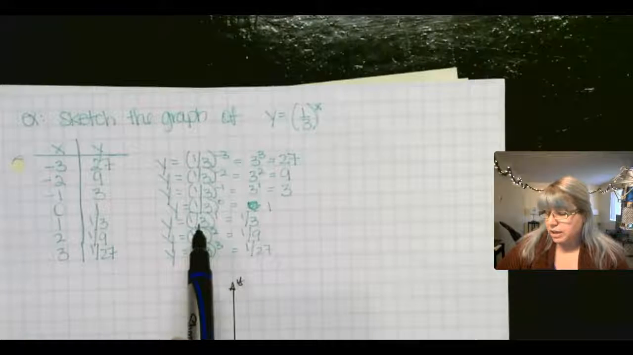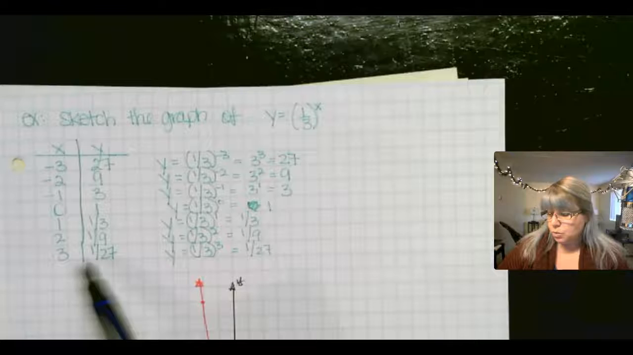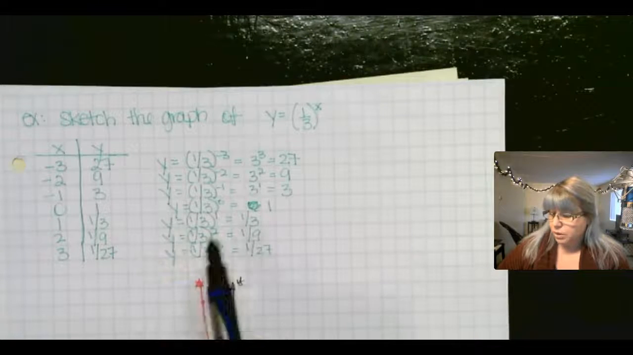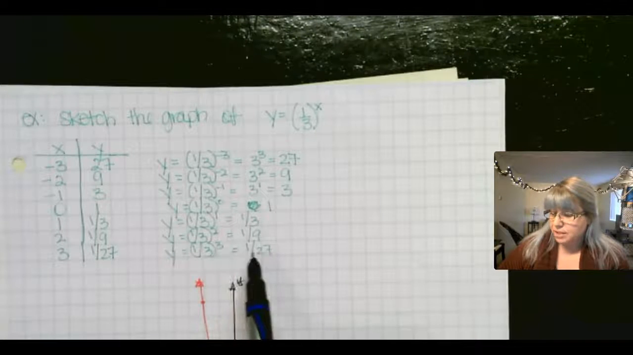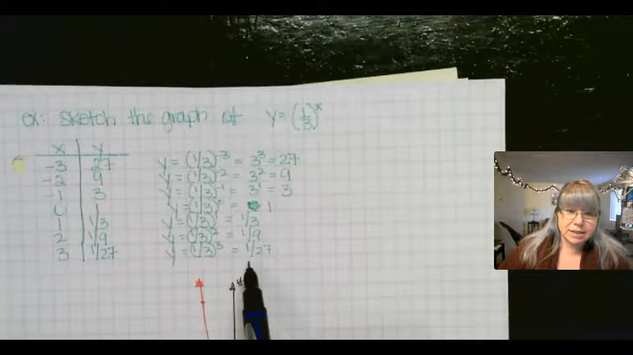Plug in 1, we're going to get 1/3. Plug in 2, we get 1/9. And plug in 3, we get 1/27. Right? 1/3 to the third is 1 cubed over 3 cubed, which is 1/27.